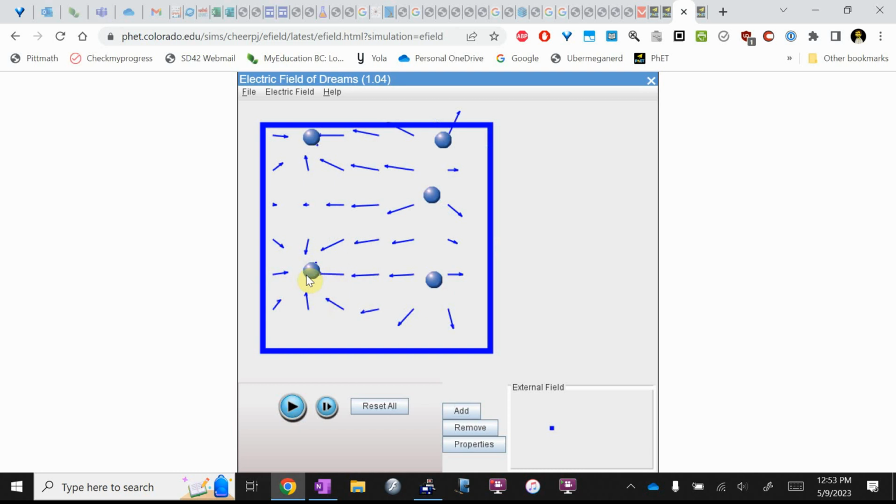This charge right here, positive or negative? How do you know? Which one, positive or negative? How do you know? Oh, because positives would want to move towards. What about this one? What about this one? This one, positive. This one, negative. Okay?